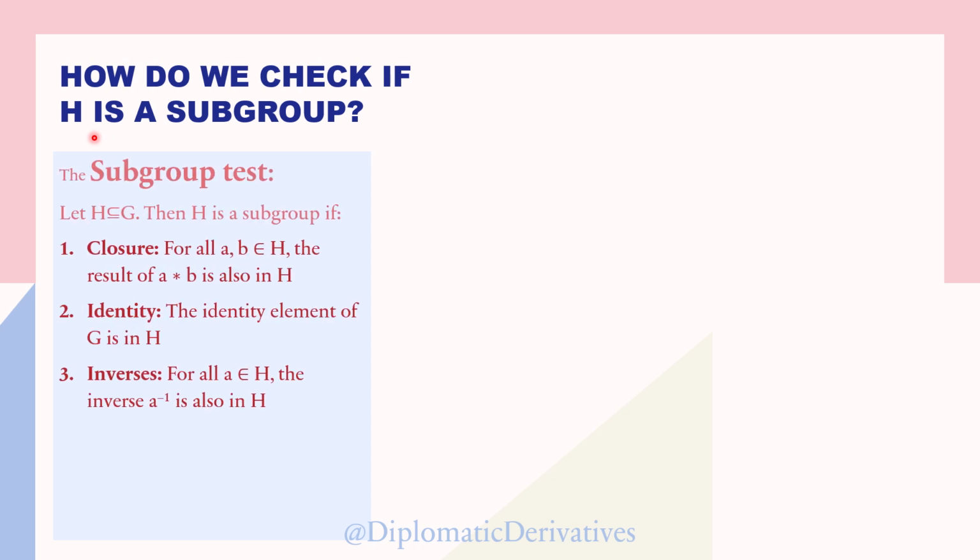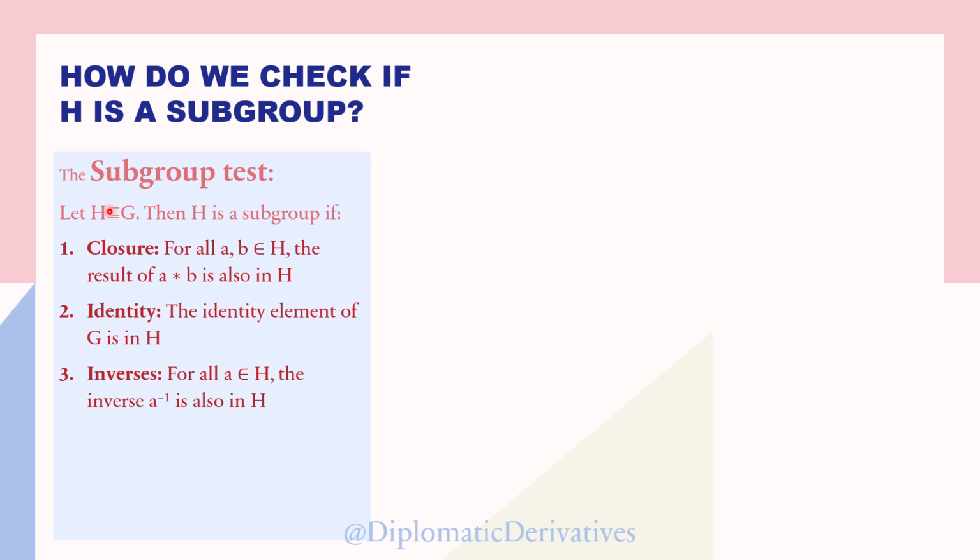First of all, we have this term, the subgroup test. This test is performed on any set in order to prove if it's a subgroup or not. So let H be a subset of G. Then H is a subgroup if... We know that H is a subset, but we have to prove it's a subgroup. Subset means all the elements of H are in G, and H is the smaller set. Whether or not H is a subgroup, this is how we're going to prove it.